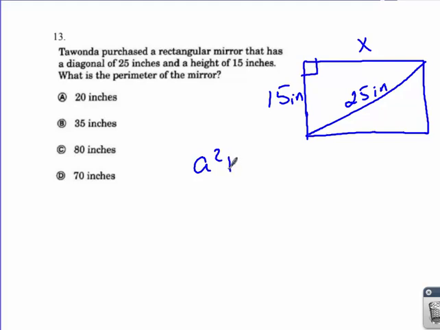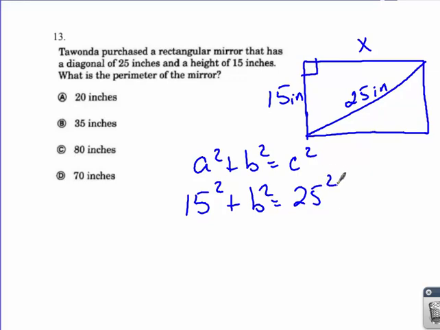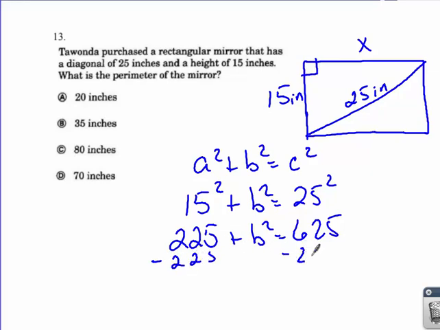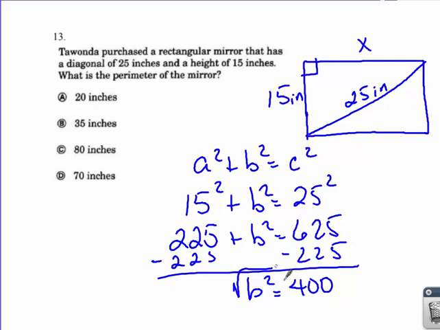So I write A squared plus B squared equals C squared. So A squared is 15 squared plus B squared, I don't know that. And then I know my C is 25, so I square it. So I do my math, and I end up with 225 plus b squared is equal to 625 when you multiply those out, 15 times 15 and 25 times 25. So I get rid of my 225 on both sides, and I end up with b squared is equal to 400. So we take the square root of b squared, and we find out that b is equal to 20.